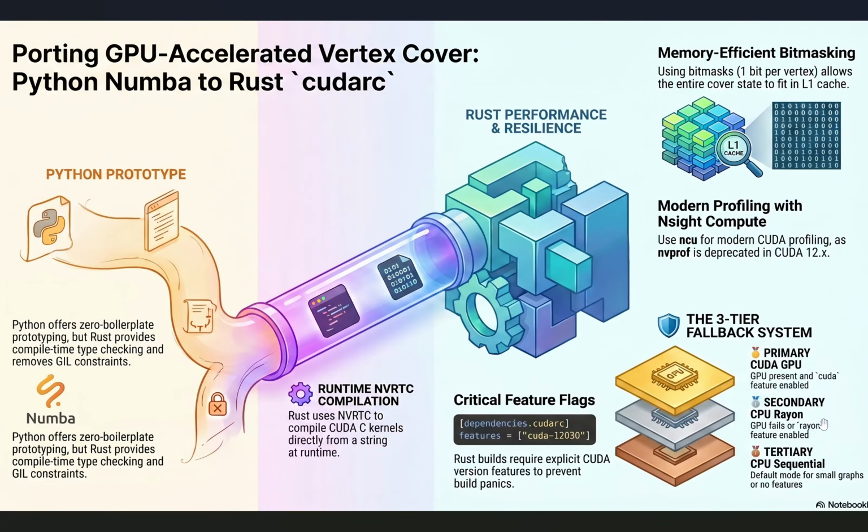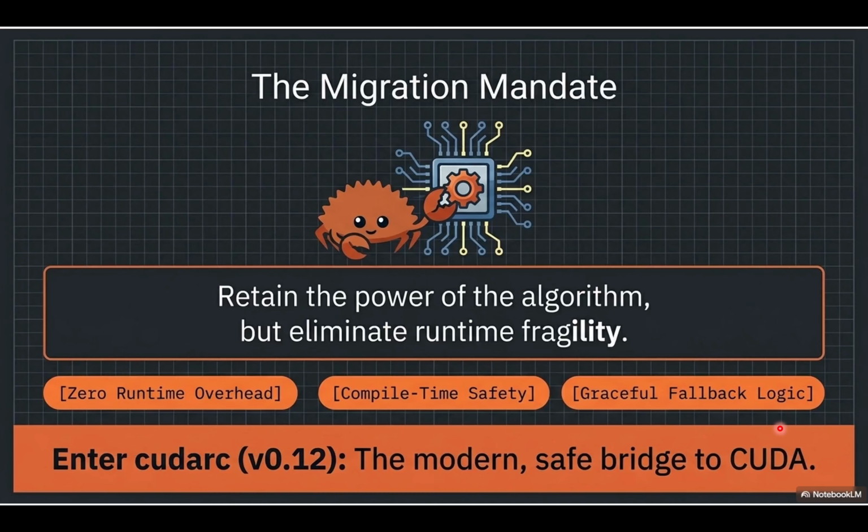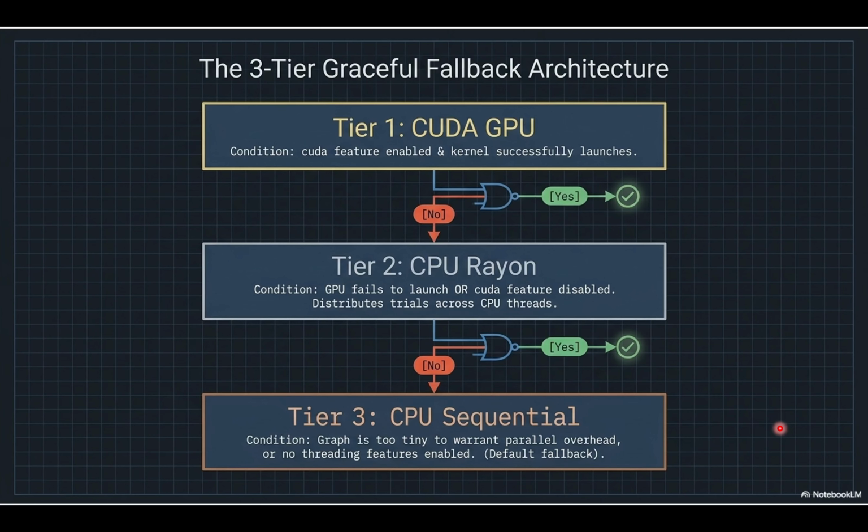And Rayon is Rust's data parallelism library, right? Exactly. It utilizes every available core on your CPU to run the trials concurrently. So it gracefully falls back to turboprops. It's not as fast as the jet engines, but it's still moving a massive amount of cargo in parallel.